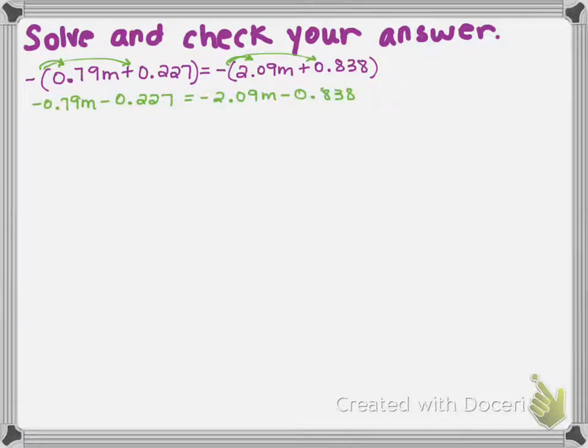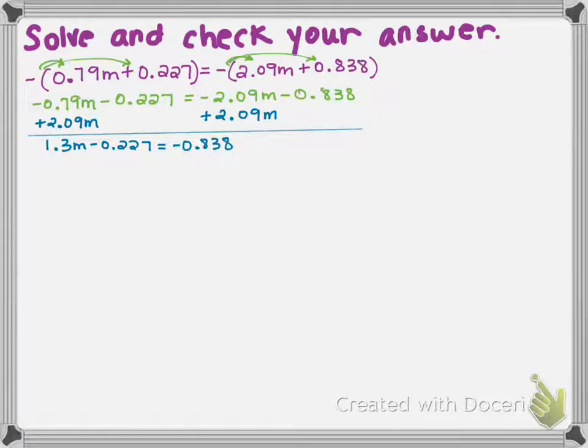Now that negative, because it's in front of parentheses, does need to be distributed into the parentheses. So everything that's inside of the parentheses changes sign. Now it's negative 0.79 m minus 0.227 equals negative 2.09 m minus 0.838. And just like every other problem, we have to get all of our variables to one side. So I added 2.09 m to both sides. And then we have to move the constants to the other side. So I added 0.227 to both sides.